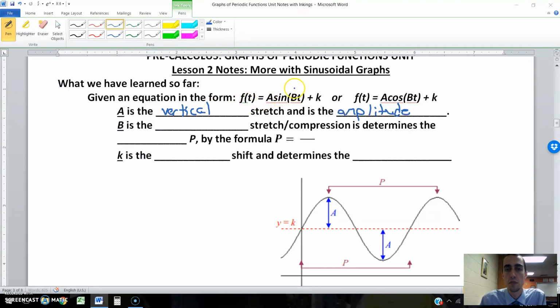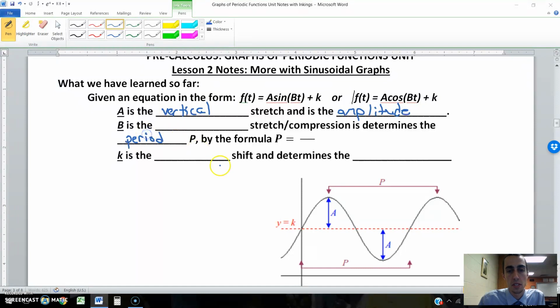Next, this coefficient in front of the variable. Now this could be a t variable, it could be an x variable, it could be a theta. It could be pretty much anything we want it to be. So b is the number, that's the coefficient in front of that independent variable. And so this b helps us to find the period. So it determines the period.